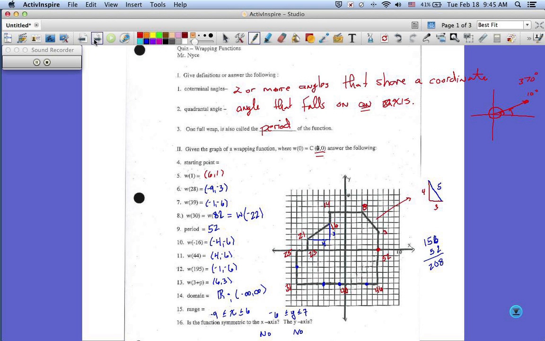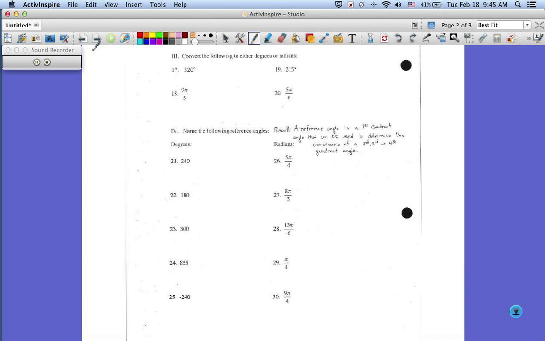Let's flip to the back and let's check out conversions. All right, so convert 320 degrees to either radians or degrees.